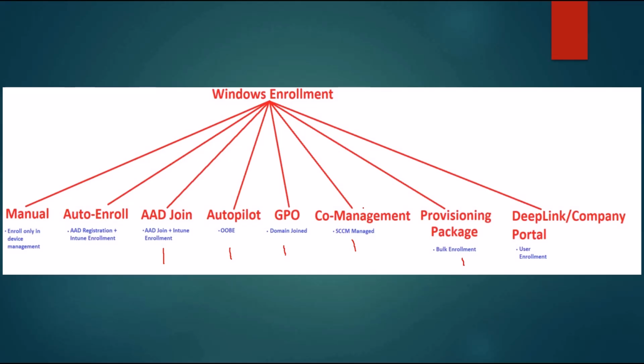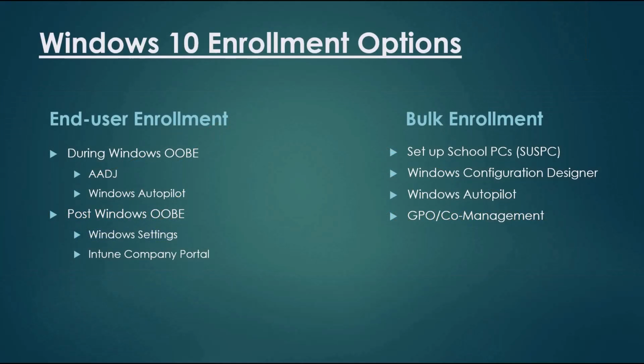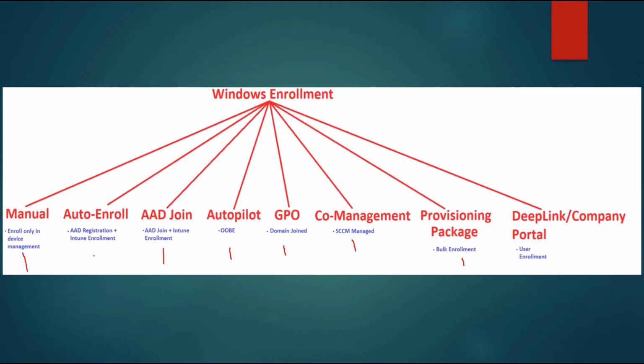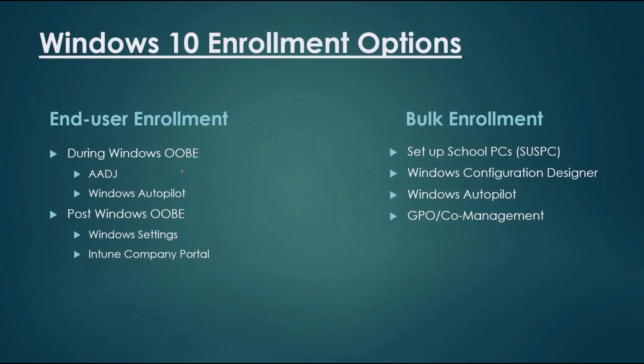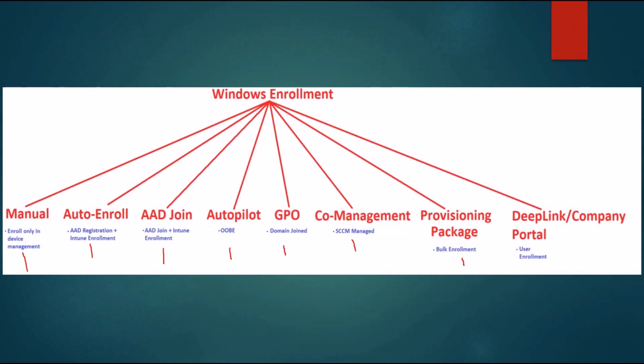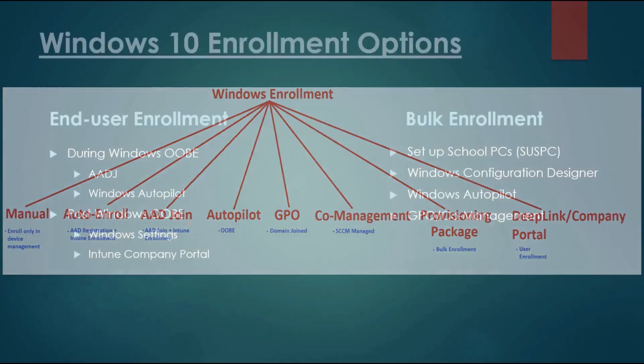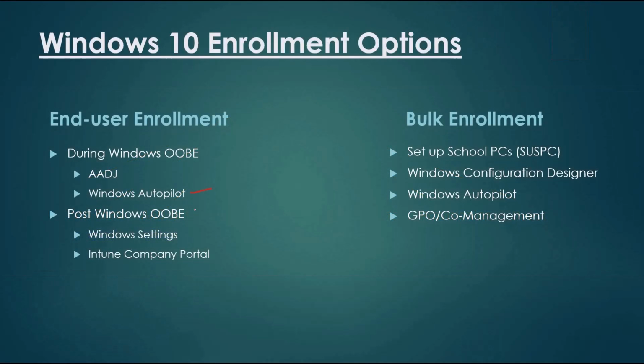Now, out of these, some are bulk methods and some are end user enrollment methods. For example, if you are doing the manual enrollment or auto enroll, these are end user enrollment methods. Autopilot is also a manual end user method wherein each device has to be autopiloted one by one. Or you can go to Start, Settings and then enroll the device from there, or you can use the deep link or the Company Portal application.